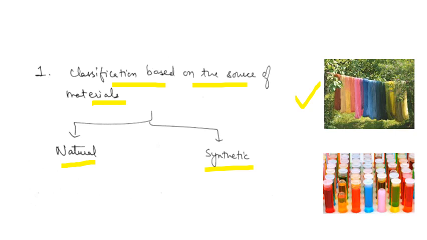The other type of dye involves chemicals, which are prepared synthetically in the laboratory. So they are the man-made dyes. The source of materials involves chemicals. So those are considered to be the synthetic dyes.